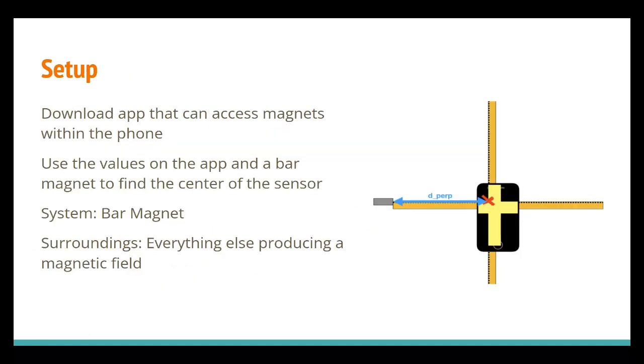So the setup for the lab, we had to download an app on our phone that can access the magnetometer within our phone, and then using the values in the app and a bar magnet to find the location of the sensor, like you see on the right. And the system we'll be using was the bar magnet and surroundings, with everything else producing a magnetic field around our experiment.